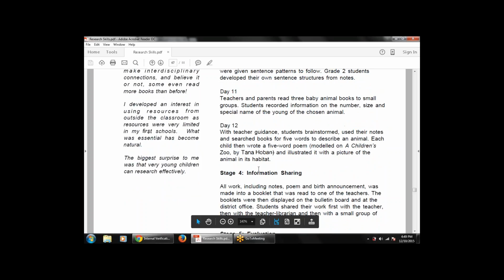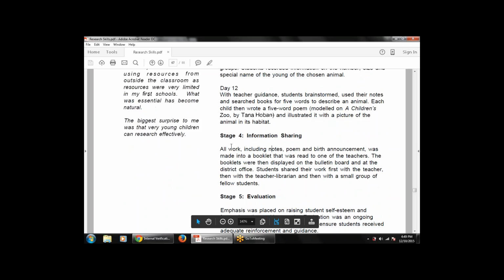So the next stage is information processing or sharing. All the work, including the notes, poem and the birth announcement, was made into a booklet that was read to one of the teachers, and the booklet was then displayed on the bulletin board.